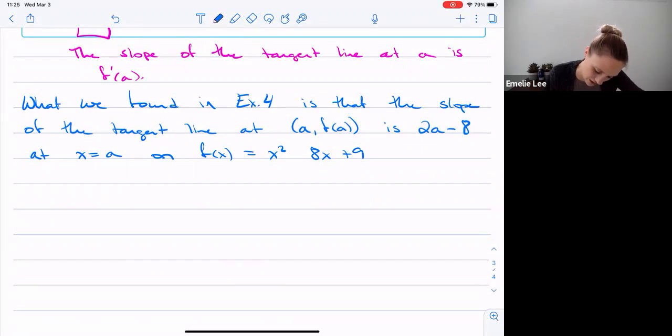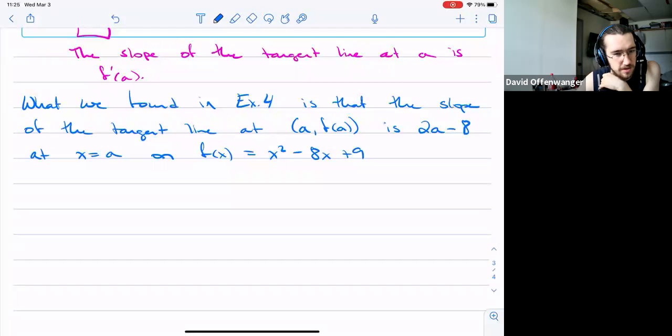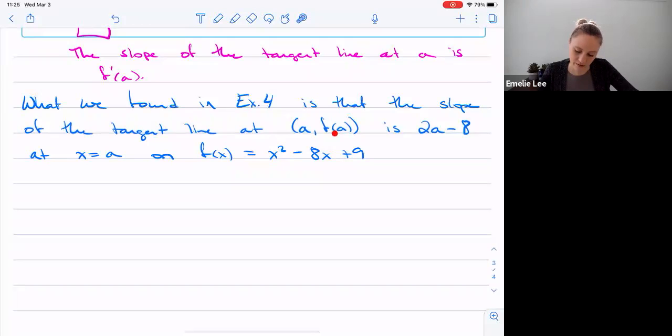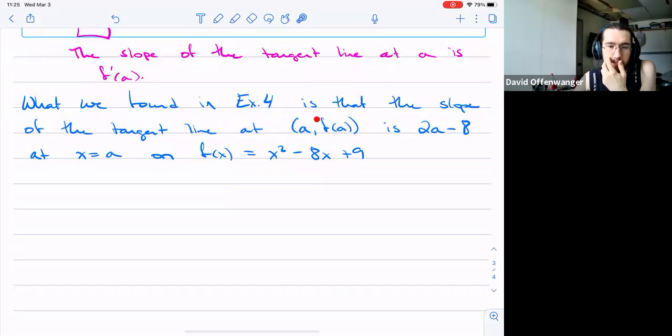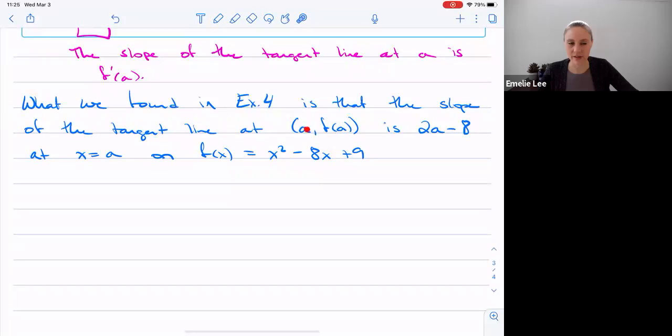Looks like an underscore, not a minus. Would that not be f prime of A, or is it just f of A? This one here. So this is where we're finding the slope of the tangent line, but then this is the derivative. So f prime of A, which is 2A minus 8.